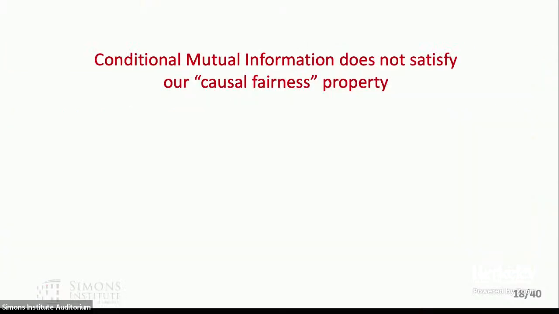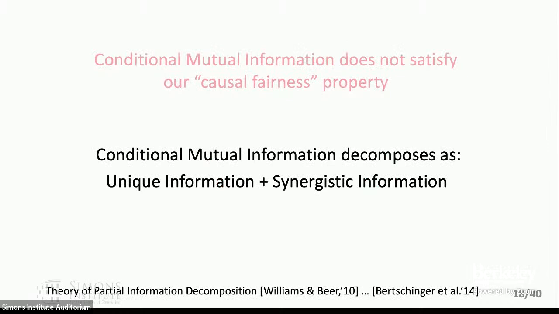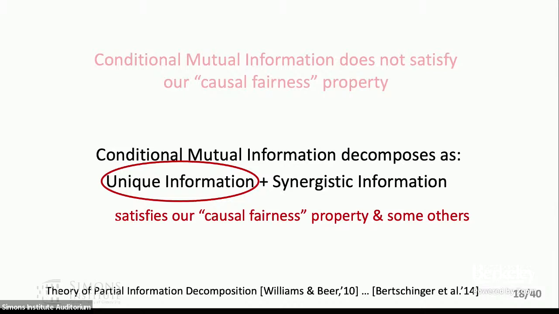So to summarize, we found that conditional mutual information or conditional dependence does not satisfy this causal fairness property. And it is this limitation of conditional mutual information that leads us to examine this emerging body of work in information theory called partial information decomposition, which further decomposes conditional mutual information into two components called unique information and synergistic information. And I'm going to define these quantities shortly. But what we find is that this unique information quantity satisfies our causal fairness property as well as some others.